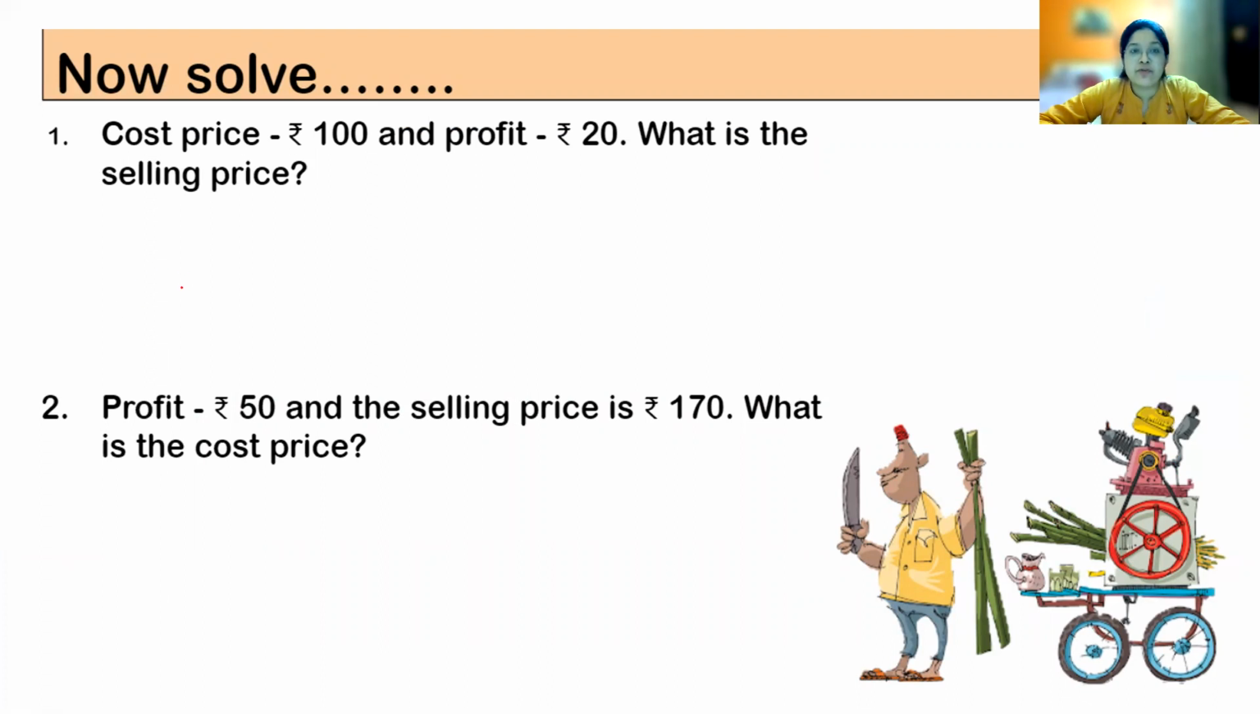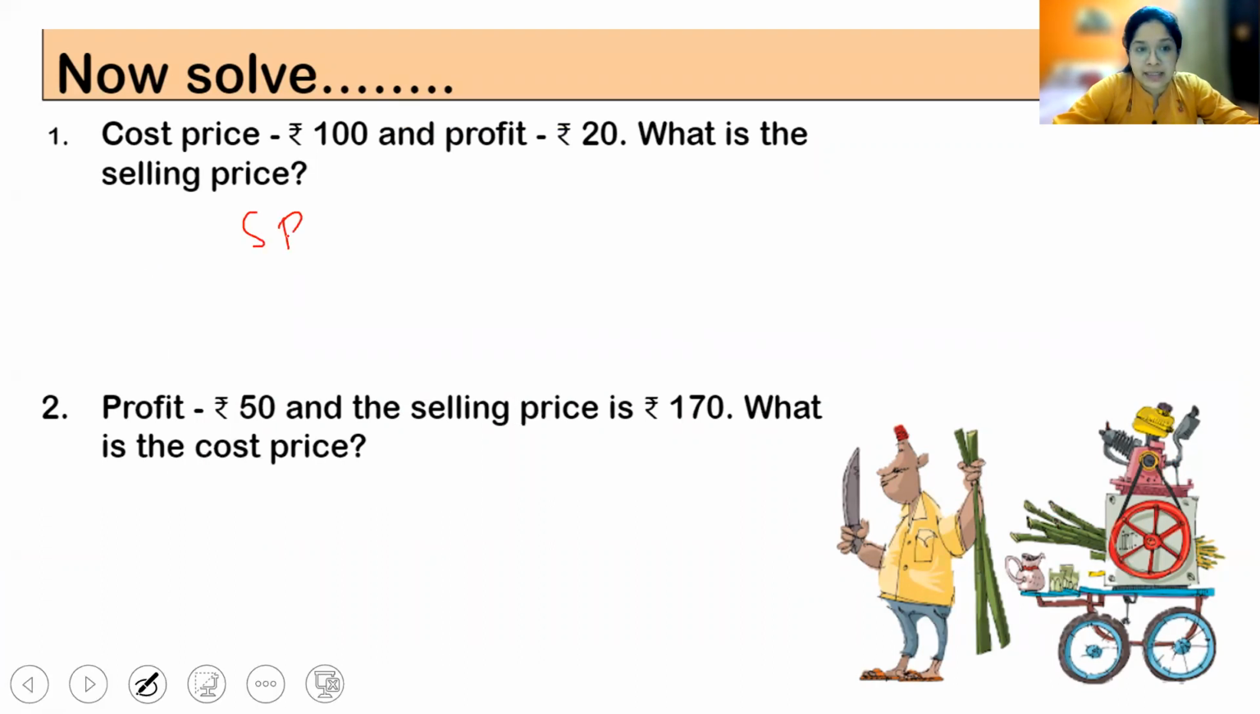So the cost price of one sugarcane, so his cost price is rupees 100 and his profit is rupees 20. What is the selling price? So we do not know the selling price here. Okay, so selling price is equal to cost price plus the profit, which is 20 in this case. So it's cost price plus the profit, which is equal to 120 in this scenario.